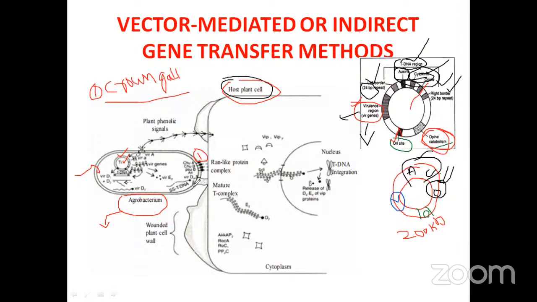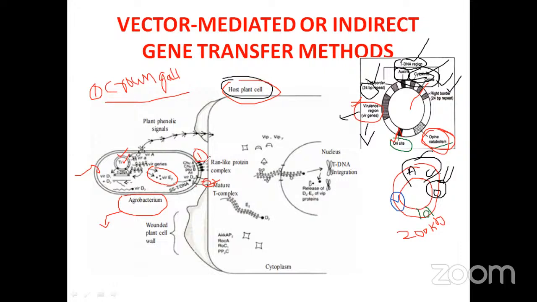Second step, Agrobacterium attaches to the plant cell. Then production of virulence proteins after attachment. Production of tDNA strand. Next, transfer of tDNA of Agrobacterium with the help of virulence proteins. Transfer of tDNA into the plant cell and integration. That is the final step. So first, let's discuss one by one.